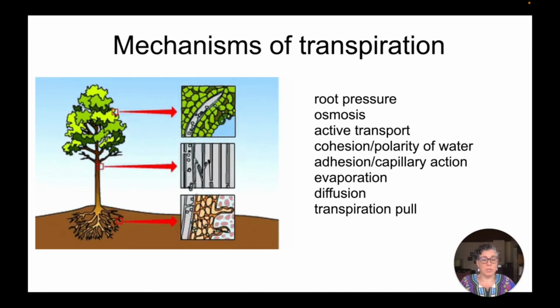Active transport is going to be based on energy and molecules being pumped into or out of a particular cell. We have cohesion due to the polarity of water. We have adhesion due to capillary action. We have evaporation and diffusion in the leaf, and then we have transpiration pull. So all of these mechanisms working together are going to create this transpiration stream that we talked about in the very first video in this unit, to create the movement of water and the provision of water loss in the leaf.